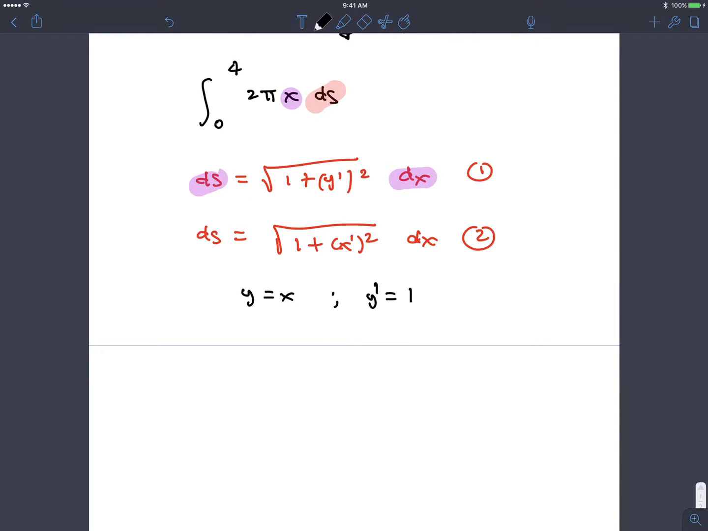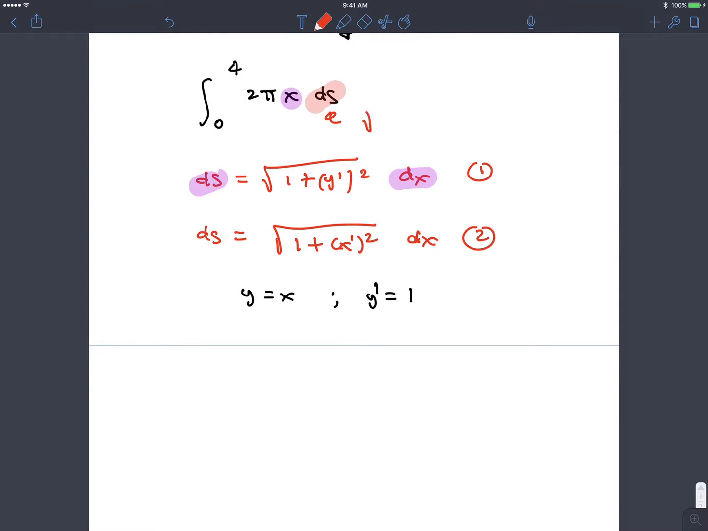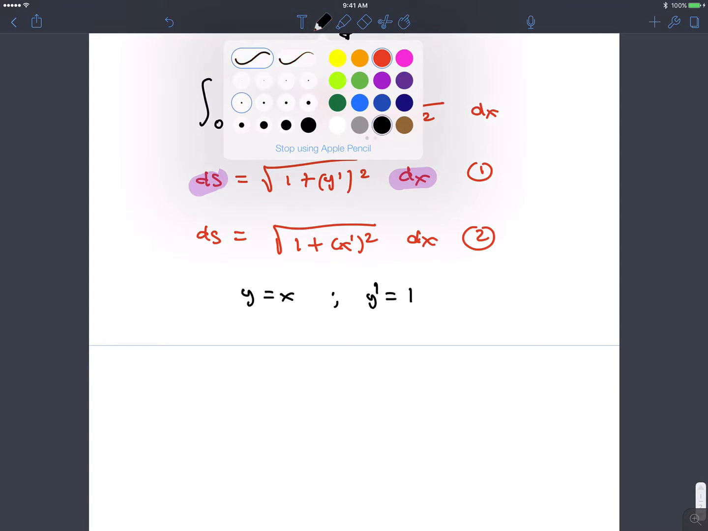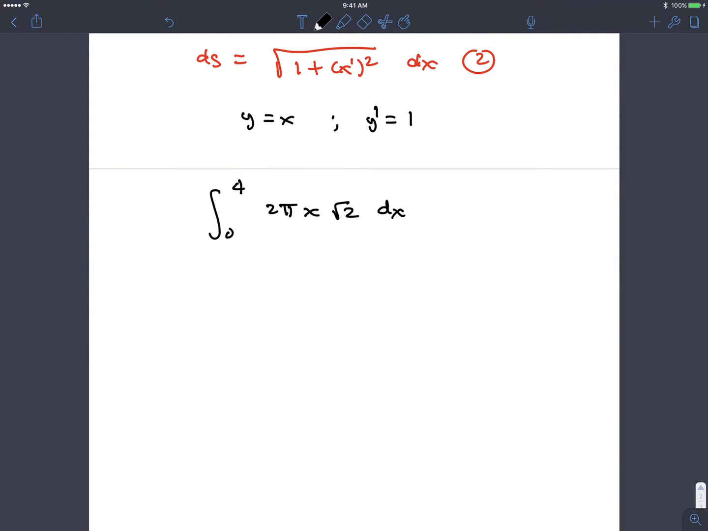So when we use that first ds here, that's going to be the square root of 1 plus 1 squared dx. Okay? So now we can integrate in terms of x, from 0 to 4, 2 pi x square root of 2 dx. Notice that you have some constants here, so I'm going to pull out the constants: 2 pi square root of 2, x dx from 0 to 4.